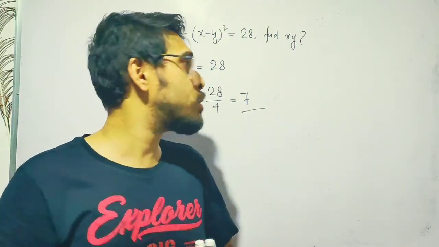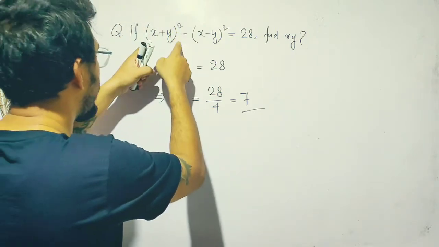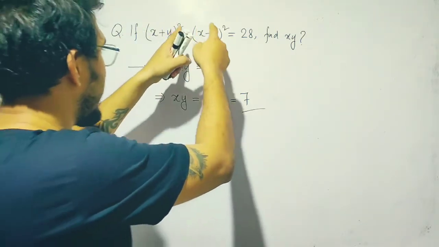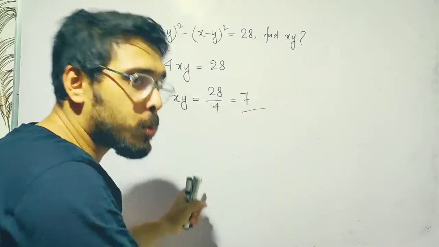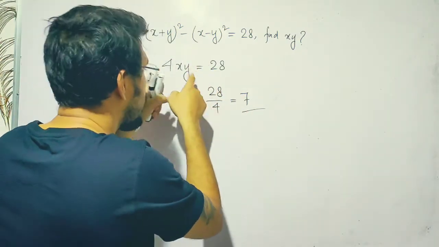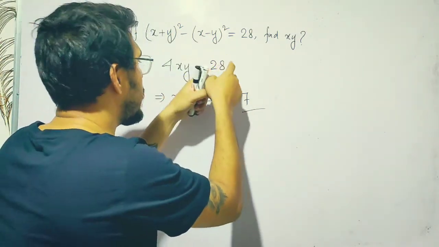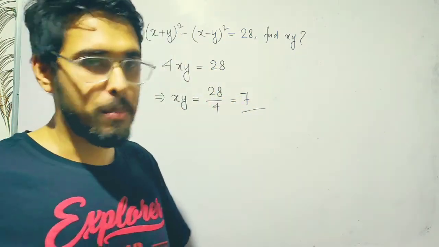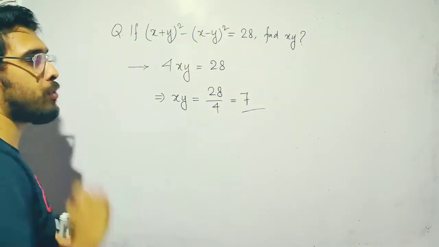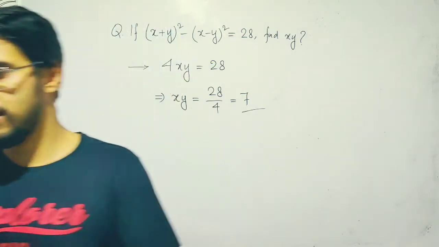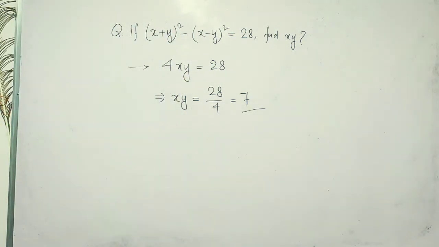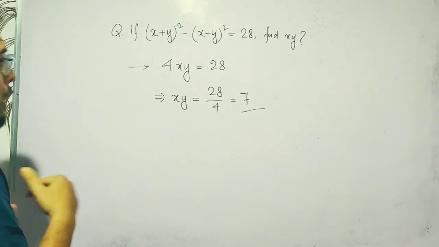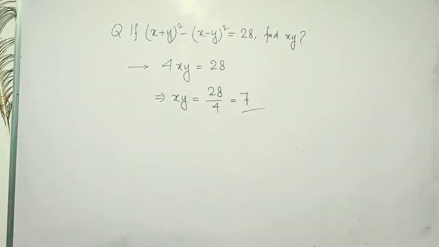For school, you have to find the full form of this one, expand this, expand that, subtract both of them, get the result as 4xy, then equate it with 28 and finally get xy equals 7. But here you can just apply the formula and get the result. So let us talk about the next question. Let us see what we have in store for the next question.